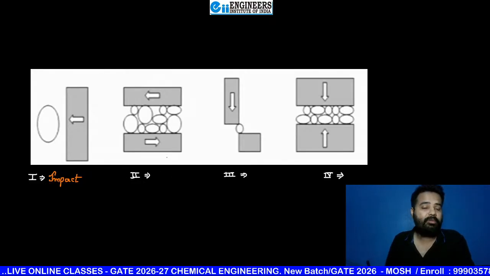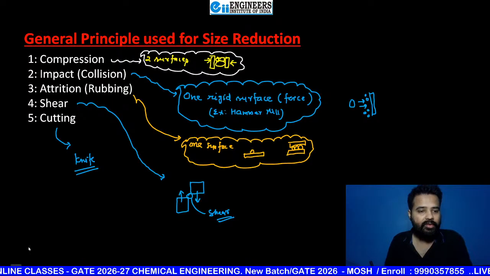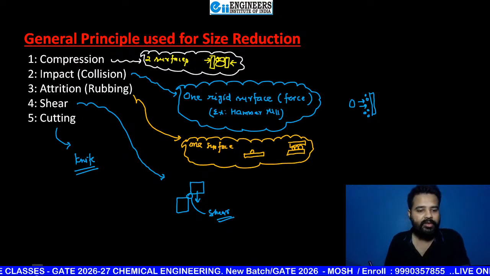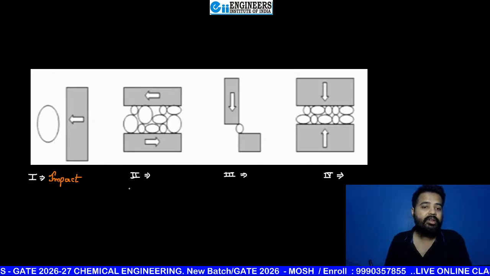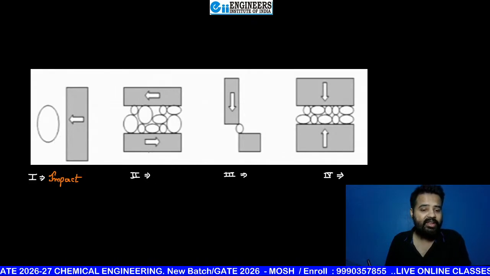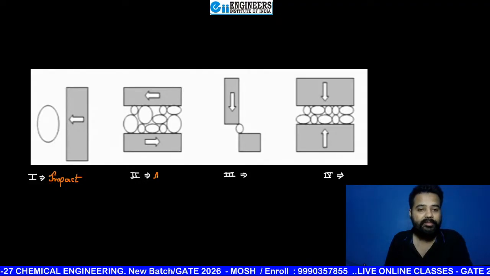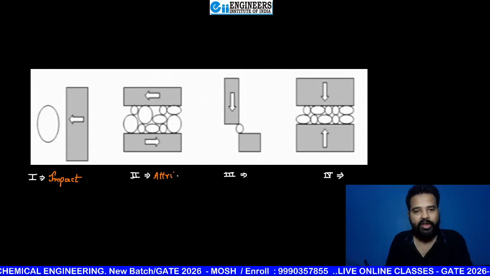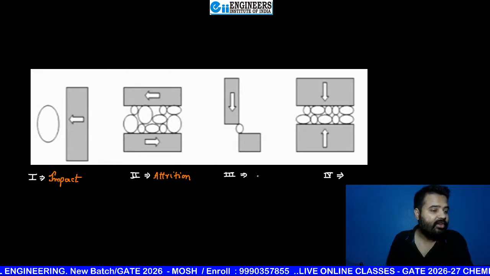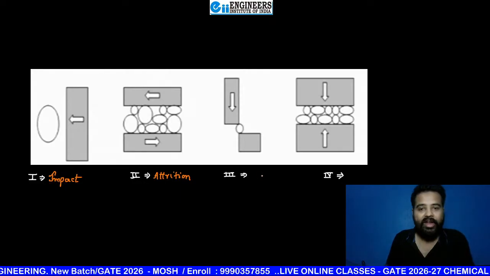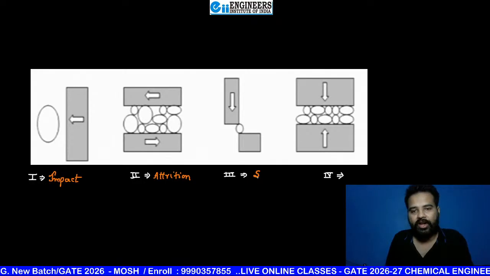Now please tell me the second one, my dear students. Just tell me second one beta. This one. This is shear, beta. This is attrition, right? Yeah, this is attrition. Very good, beta Roshna. This is attrition. And this third one, very good, beta Devarsh. And third one, this one, beta, shear. Very good, Roshna and everyone. This is shear.